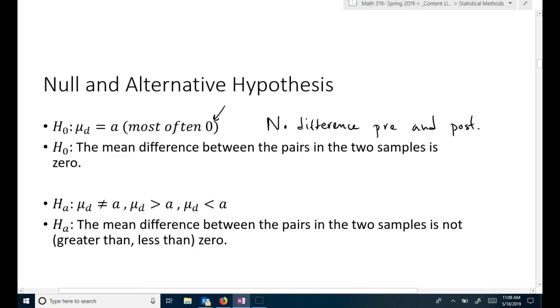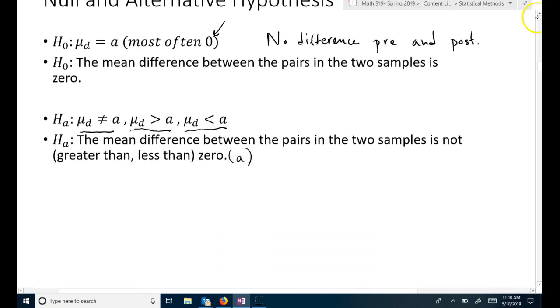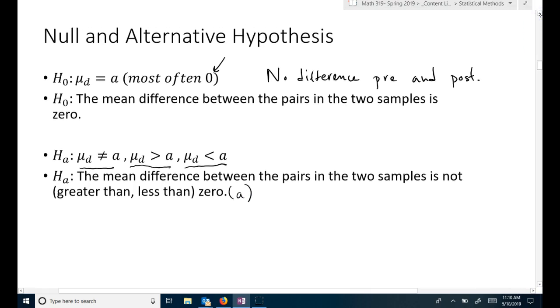On the other hand, our alternative says there is a difference pre and post, right? Either we don't know the direction of the difference, or we hypothesize that it's going to be improved or greater pre to post, or that it's going to decrease pre to post. Say, for example, we're looking at cholesterol and we want to see, does cholesterol decrease, right? We might want to see that the mean difference goes down. And then if we write that, the mean difference between the pairs in the two samples is not 0, or is not A, whatever A is. So when we think about this, my null hypothesis is that there is no difference, that there's no effect of my treatment.